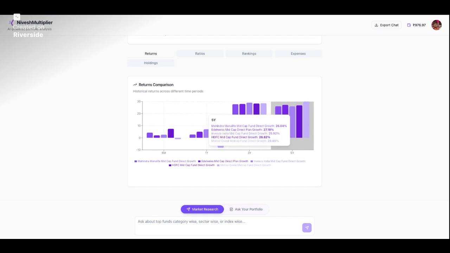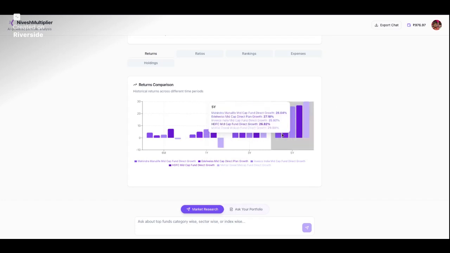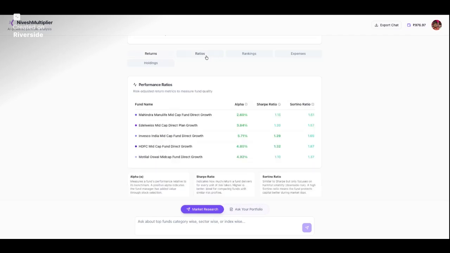So Motilal Oswal mid cap is good on a 5 year term, but on a 6 month term or a 1 year term, I could see Motilal Oswal mid cap is minus 8.22%. I could see that your Edelweiss's mid cap fund still looks good, your Invesco mid cap fund looks good. So this chart is kind of summarizing the returns by all of the top mid cap funds, but only the returns are not sufficient. So I'll go to the second section, which is the ratios.